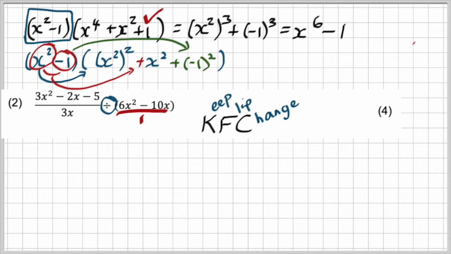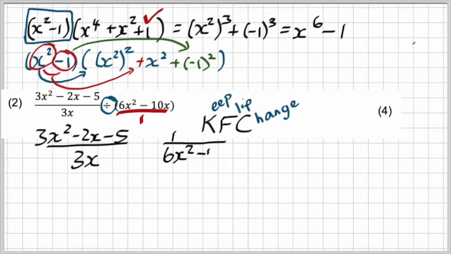It means exactly the same thing. Okay? So, in other words, I'm going to keep the one in front of the divide exactly the same. I'm going to flip the term behind the divide. Okay? I'm going to flip it. Beautiful mathematical term, reciprocate. Okay, and I'm going to change the divide into a times. KFC. Okay, keep, flip, change.